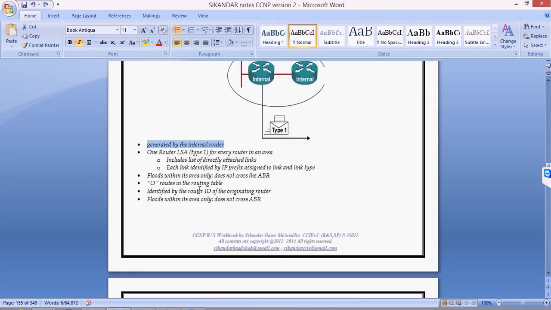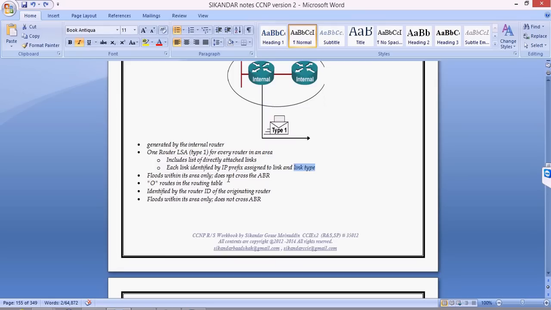It also includes some network information as well as the IP prefix and the network type. Link type means it can be Ethernet or PPP, HDLC, whatever the type. So when it advertises any network, like the 10 network, it also advertises this information along with that update. So it floods within the area.